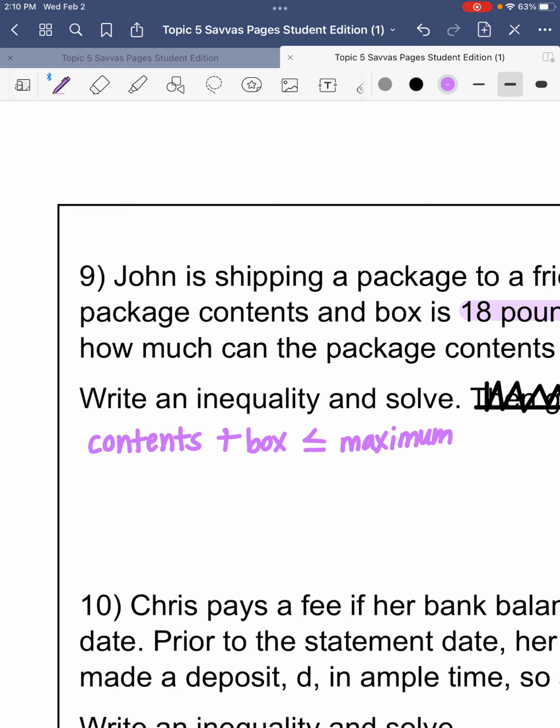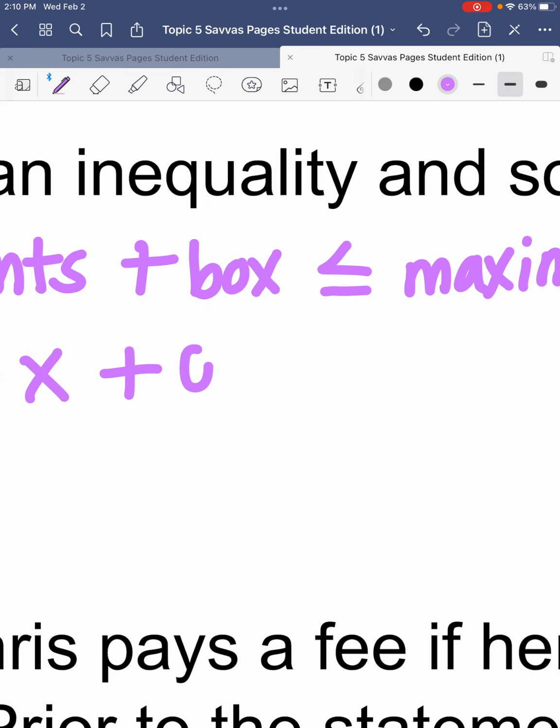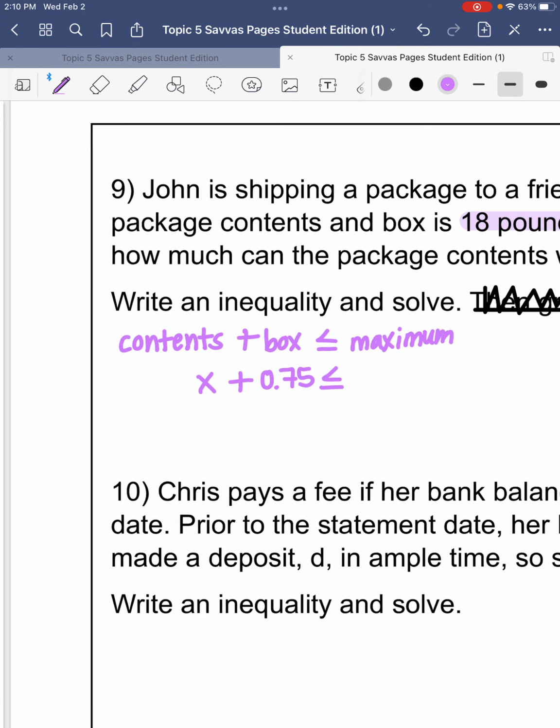Do we know how much the contents weigh? No, that's in fact what we're trying to figure out. So that's where my variable is going to go. And you can use any variable. I'm going to use x just for consistency. So x plus the box weight. Do we know how much the box weighs? Yeah, we highlighted it, 0.75 pounds. So x plus 0.75 is less than or equal to, what was that maximum weight? We highlighted it, 18 pounds.